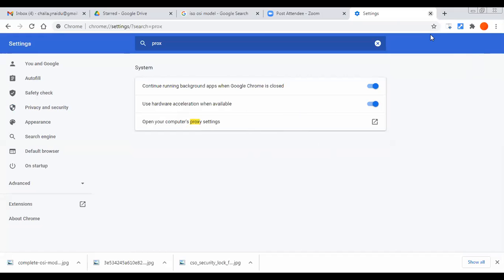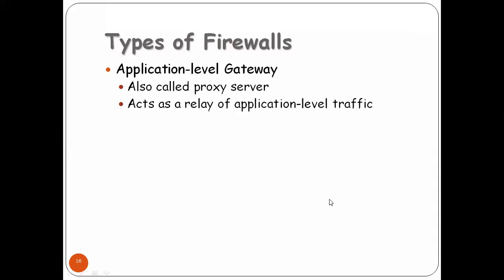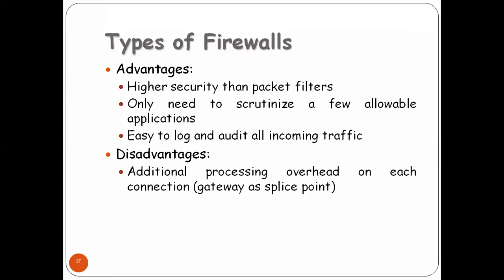Okay. It is also called a proxy and it acts as a relay at the application layer, application level, so it is going to be the application layer topic. So what is the advantage of this firewall? Under security, compared to the packet filter, the packet filter is giving the highest security.